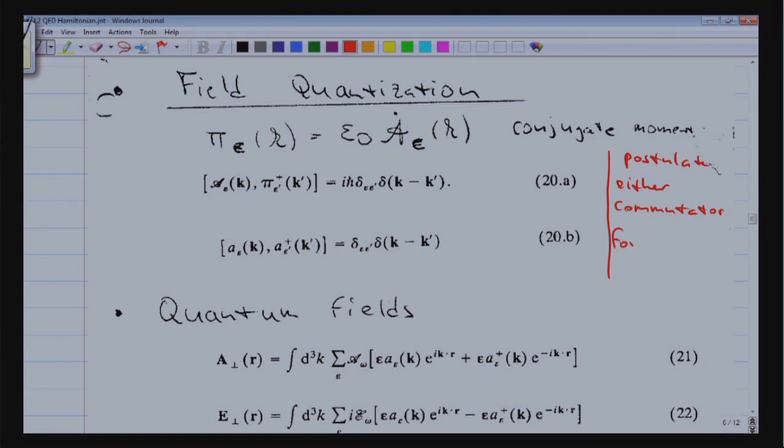And it is now your choice if you want to postulate the commutator for the transverse vector potential and its conjugate momentum, or if you immediately want to jump to the normal modes, and that would mean you have the commutator for A and A dagger.